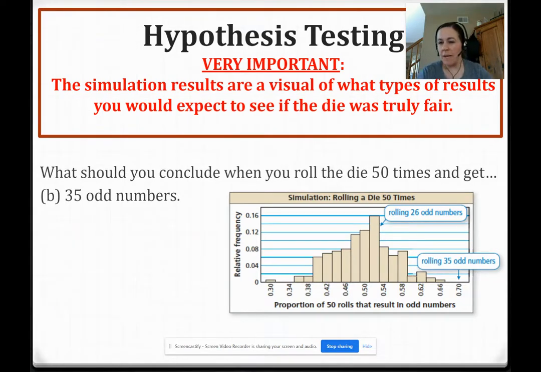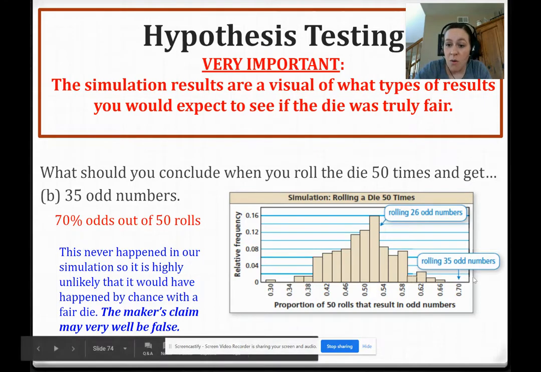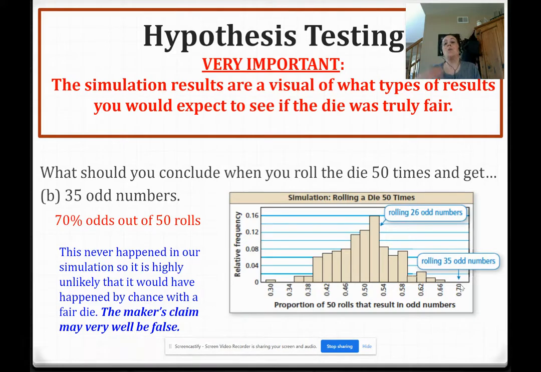What if I were to roll my die and I got 35 odds? Now, 35 out of 50 is a little bit different of a proportion. In fact, 35 out of 50 is 70% odds. So if I go all the way to the right on my histogram, 0.7, basically what we're saying is we did this simulation of rolling a fair die a bunch of times, and never once did we get 70% odds. But then I rolled this die and I did.